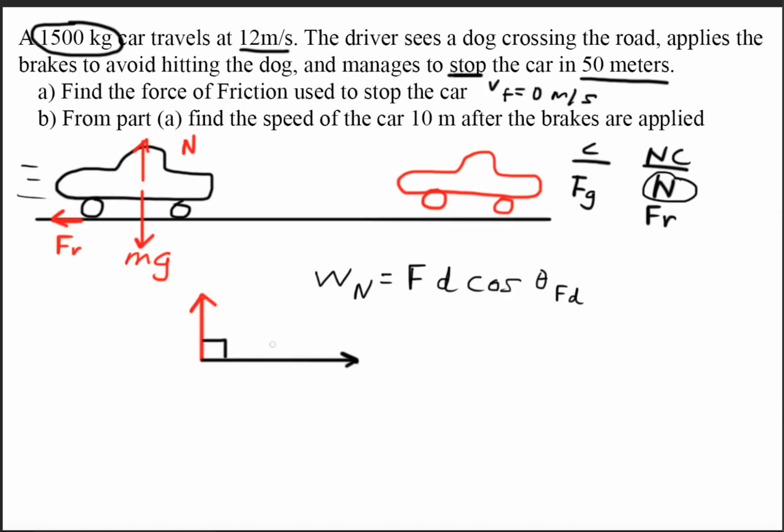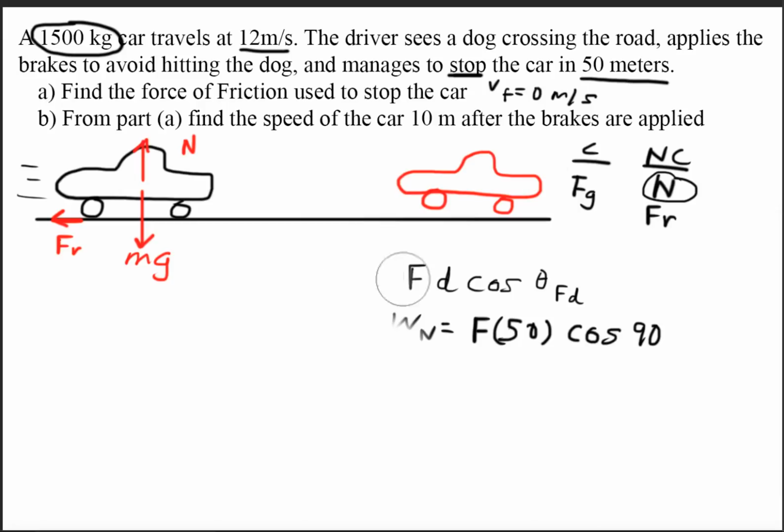And because you have a 90-degree angle, when you go to solve the rest of this question, we don't need to know what the force is. The displacement is 50. But the cosine is the cosine of 90. And the cosine of 90 is 0. So this does no work.